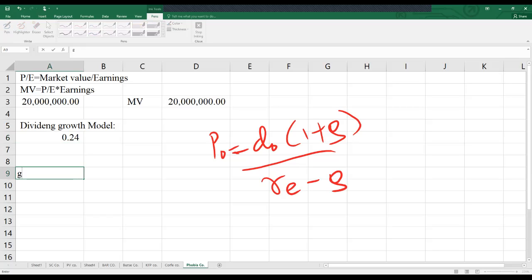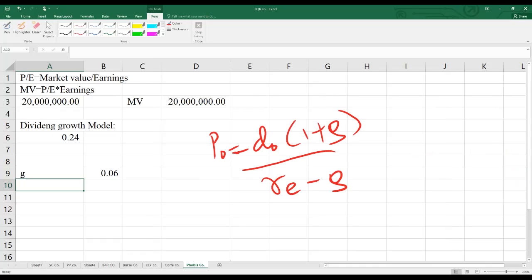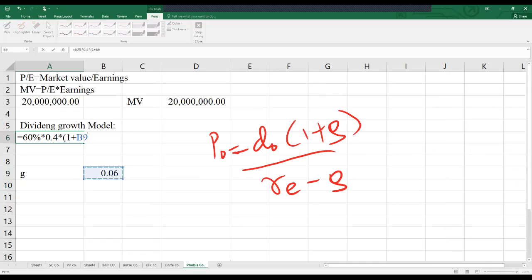Growth in dividend: G will be equal to, in the past 2 years, the company has paid 22 and then 23.3. The growth has been 23.3 divided by 22, minus 1. Therefore the growth of the dividend is equal to 6%. So therefore 1 plus G, so times 1 plus G. We have done it here.